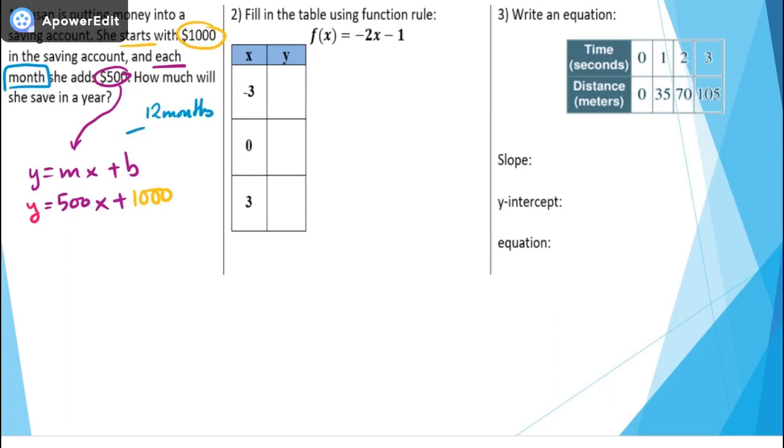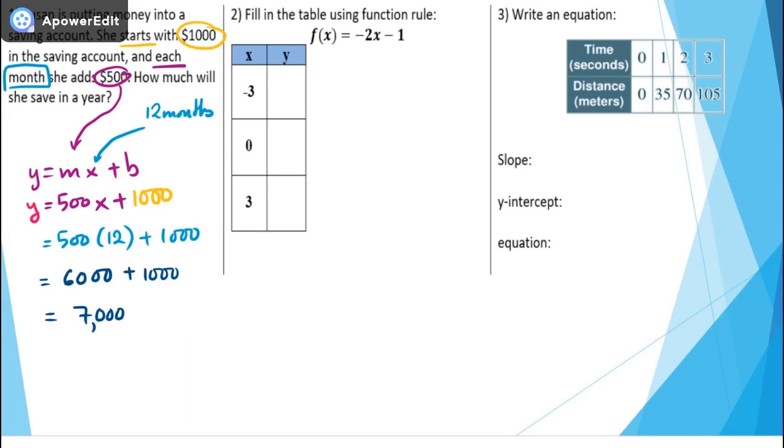Okay, so you're going to plug in 12 in place of x. So that will be 500 times 12 plus 1,000. 500 times 12, that will be 6 with 3 zeros, 6,000, plus another 1,000. That will give me $7,000. So in 1 year, she can save $7,000.